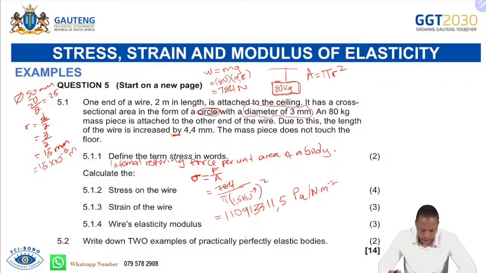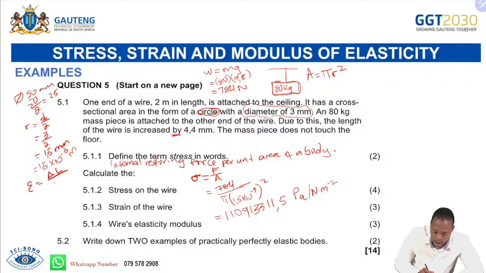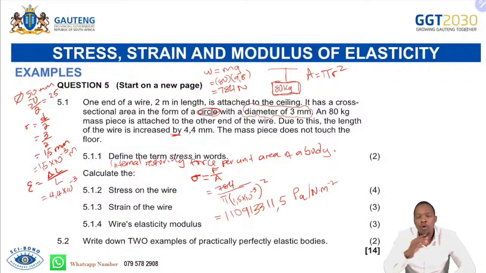Okay, right. And then 5.1.3 is asking us to calculate strain. This becomes very, very simple. Strain is the change in length over the original length. What is my change in length? My change in length is 4.4 millimeters. So that is 4.4 times 10 to the power minus 3. That's me converting from millimeters to meters. The conversion is very, very important, grade 12. Over the original length. The original length is simply 2 meters.